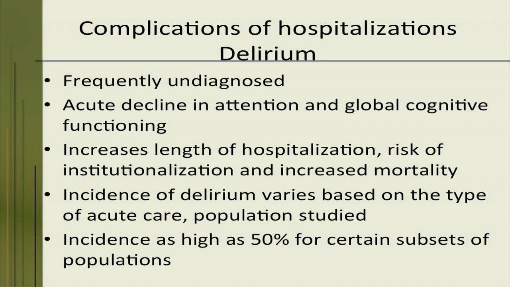There are 3 types of delirium: hypoactive delirium, hyperactive delirium, and mixed delirium. Hypoactive delirium is what it suggests. The person becomes sleepy. The person is hard to arouse. The person cannot attend to you because they keep falling asleep. Hyperactive delirium: the person is hyperactive, possibly pulling out their IV lines, taking off their oxygen, very, very restless in the hospital. Or the mixed delirium is where the patient fluctuates between that of sleepiness and agitation. The incidence of delirium varies based on the type of acute care population that is studied, but incidence as high as 50% for certain subsets of the population have been documented in the research.